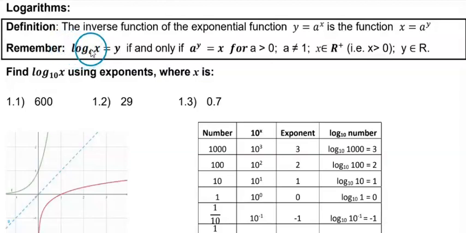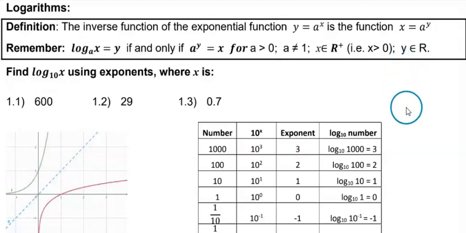So if we have log of x to the base of a, we can assume that a to the y is equal to x. In this case, we have restrictions. A is positive and must not be 1. It doesn't make sense to have a log of base 1. And then x is a real number, but only positive numbers, and y can be any real number.